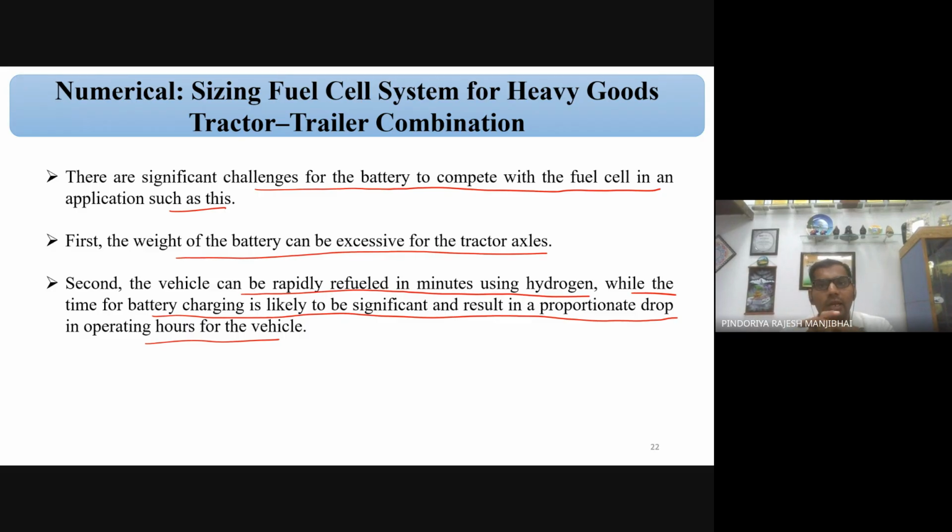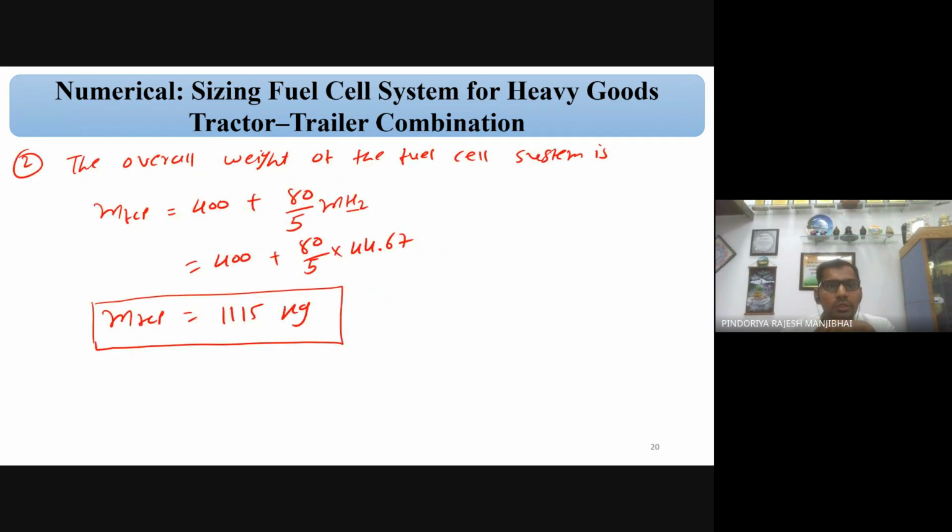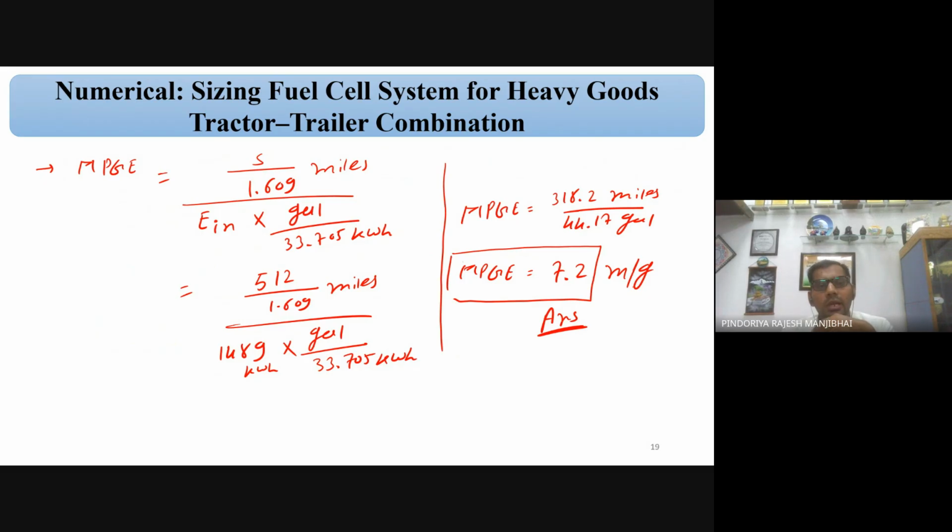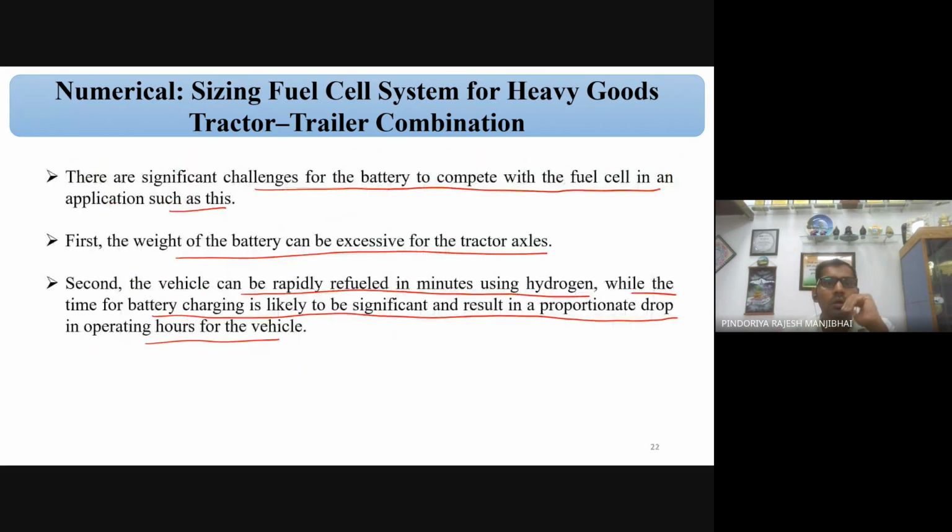Yes, any confusion, any query for this numerical? The only thing is you have to remember one formula, that is your MPGe, miles per gallon equivalent. Okay, so you have to remember this formula also. Yeah, any confusion for this numerical?